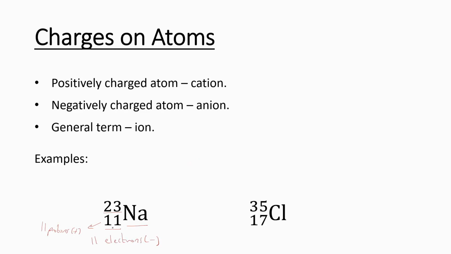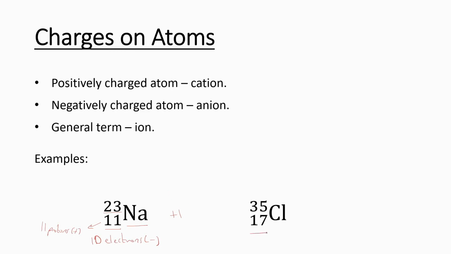If this atom then loses 1 electron, so it has 10 electrons, then it will have an overall charge of +1, because it will have 1 more proton compared to electron. It now has 11 protons, so 1 extra proton, and so it has an overall charge of +1. If it now loses another electron, and in this case the number of electrons in sodium will be 9, you'll have a charge of +2.